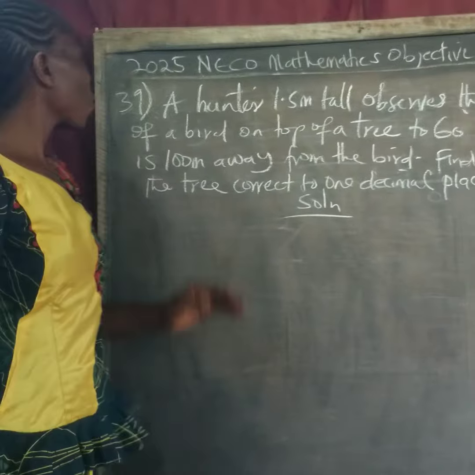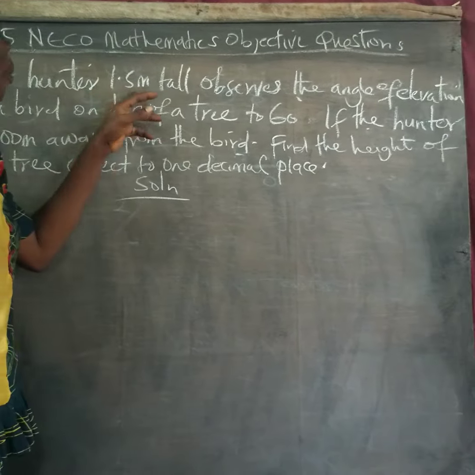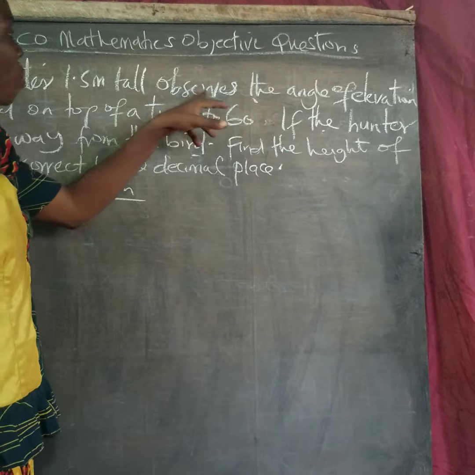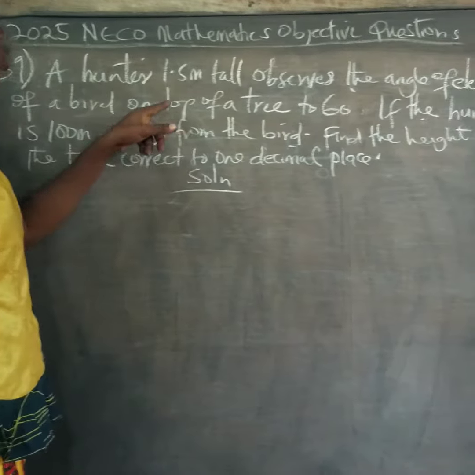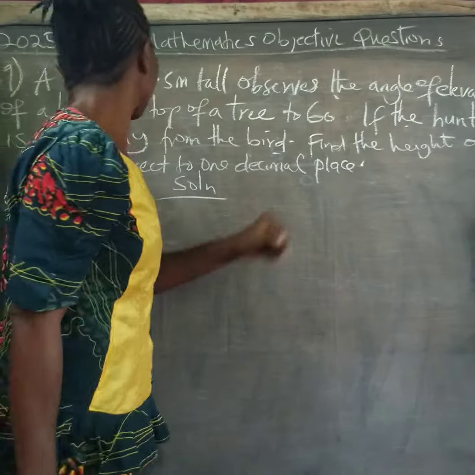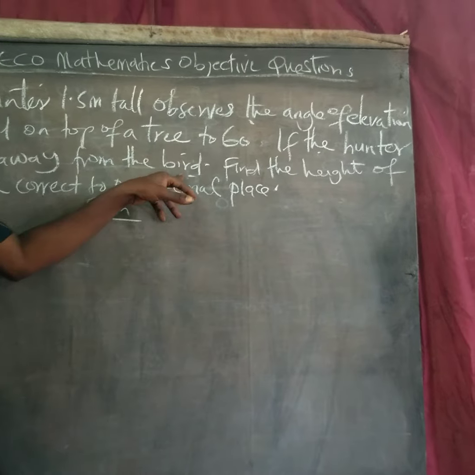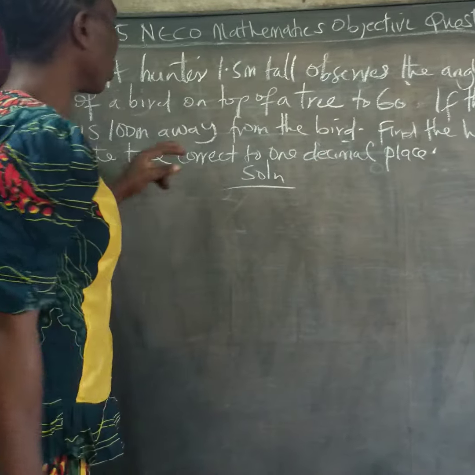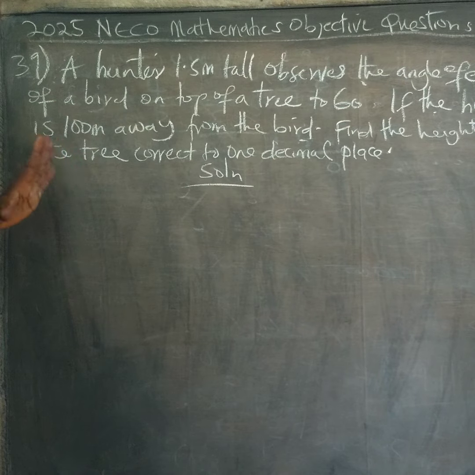Question number 39. A hunter, 1.5 meters tall, observes the angle of elevation of a bird on top of a tree to be 60 degrees. If the hunter is 100 meters away from the bird, find the height of the tree correct to 1 decimal place. Now we need to get a diagram before we start solving the problem.